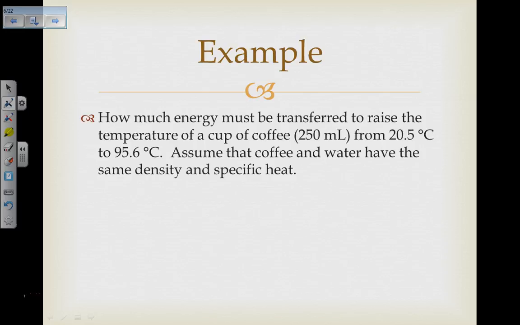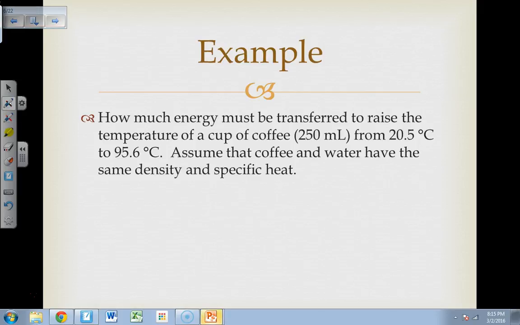So here's an example of how to apply Q equals mcΔT. What we're trying to do is something that we do every day when we reheat a cup of coffee. We want to know how much energy it's going to take to raise that coffee, starting off at 20.5 degrees Celsius, up to 95.6 degrees Celsius.